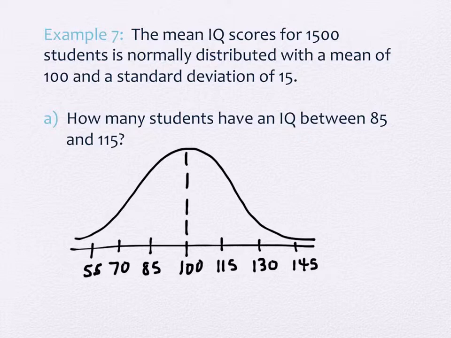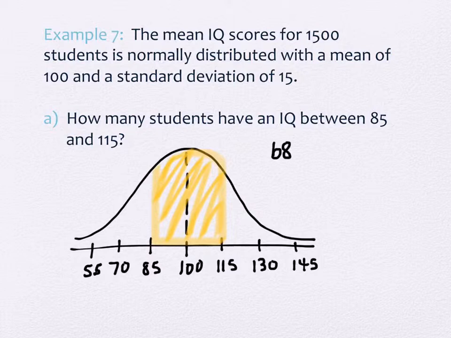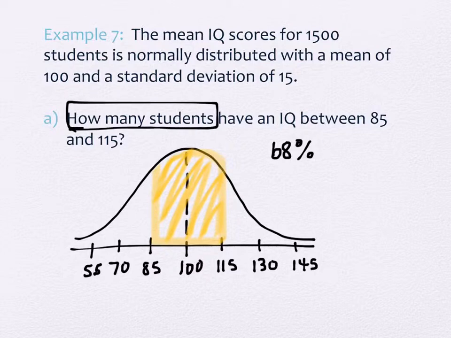Okay. So the first question talks about having an IQ between 85 and 115. So where is that on this diagram? One standard deviation in either direction, right? Okay. What percentage of the data is that? 68%. Now, that doesn't exactly answer the question. It's 68% of 1,500. Right, it's 68% of the 1,500 students, right? Because this actually asks me how many students. So I really want to give a number of students. That's what they're asking me for in the problem.